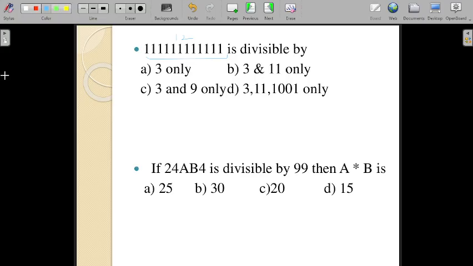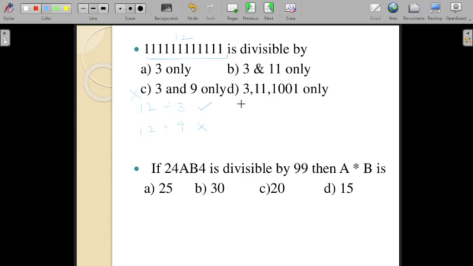Let's check with 3 first. Since digit sum is 12, it is satisfying the condition, so 3. Next, 9. 12 is not divisible by 9, we can't, that's why C is not the answer.